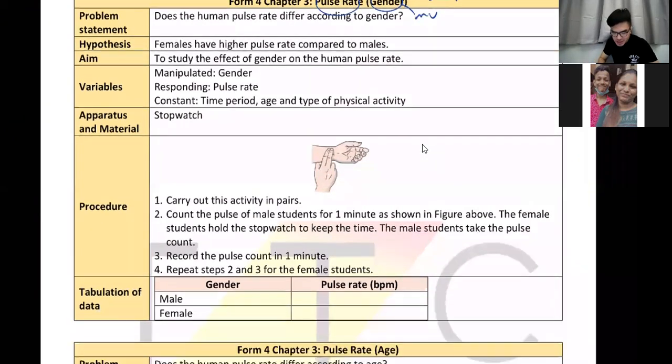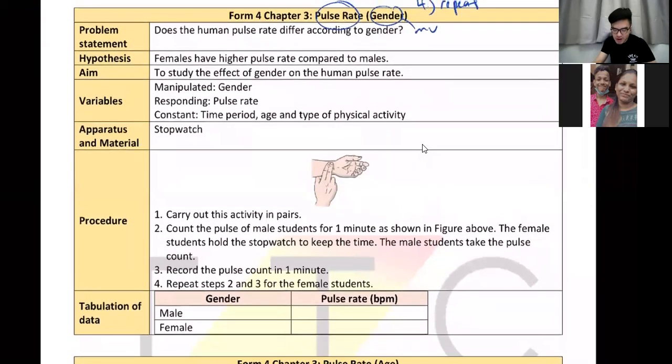All right, apparatus and material. You are investigating pulse rate now. You only need a stopwatch. Like I said, this experiment won't come out in the exam because it's too easy. Why the hell would they ask you about pulse rate in the question? So no.